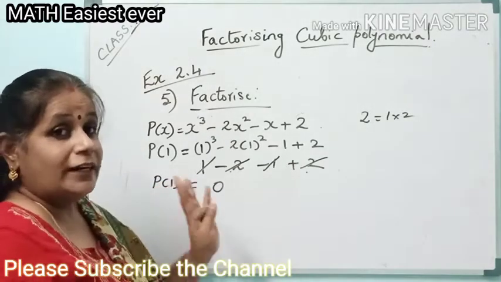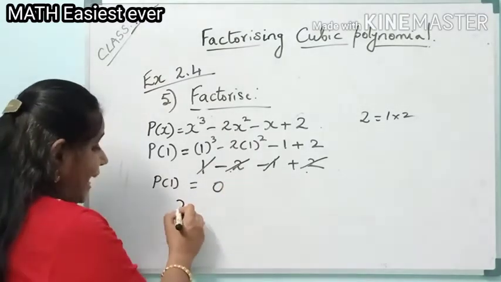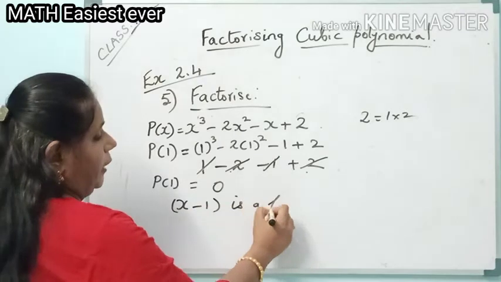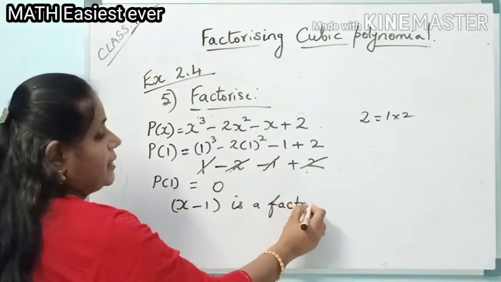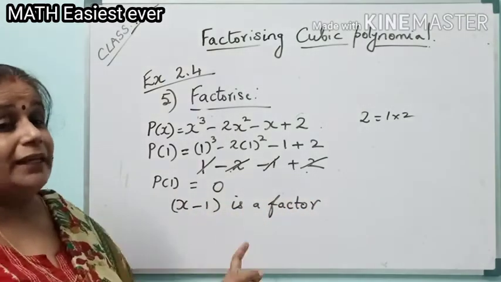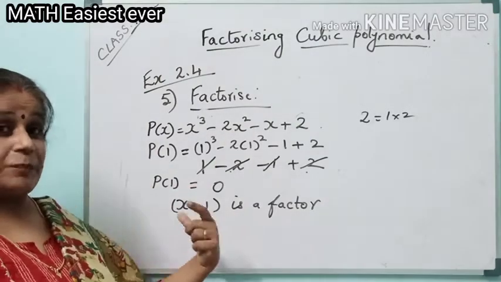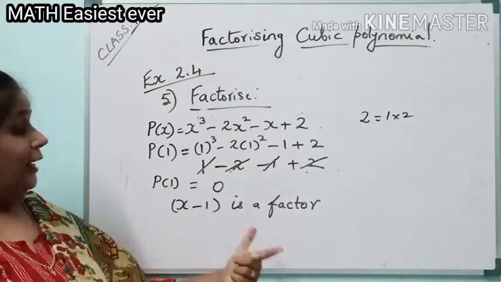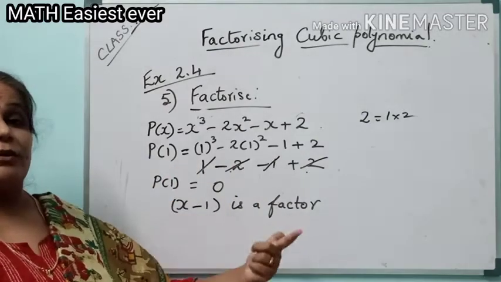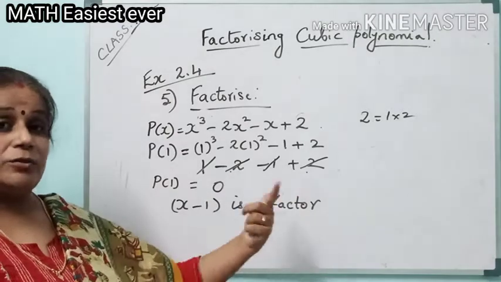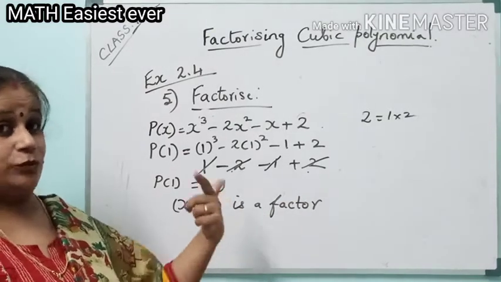P of 1 is equal to 0 means x minus 1 is a factor. That is a very important point. If p of 1 is equal to 0, then x minus 1 will be a factor. If p of minus 1 is 0, then x plus 1 will be a factor. If p of 2 is equal to 0, then x minus 2 will be a factor. If p of minus 2 is equal to 0, then x plus 2 will be a factor.